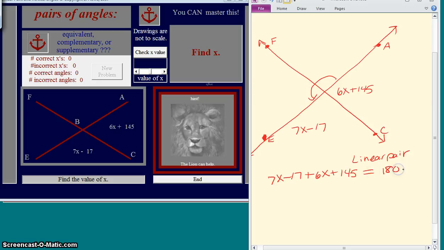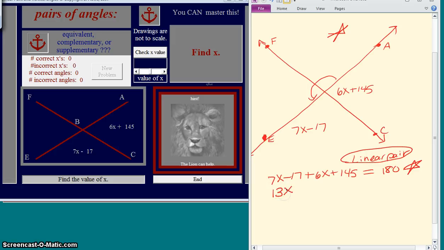This is an important step. The diagram is an important step. These are mandatory. Please draw the diagram. Please label it. Please set up an equation. Please write down the relationship you see. And then solve the equation.